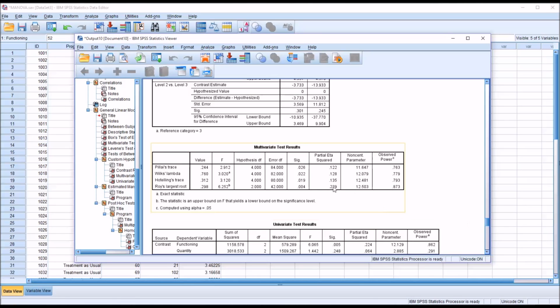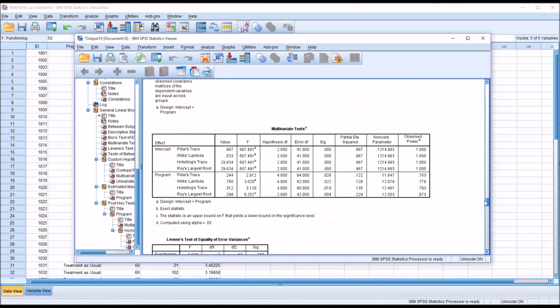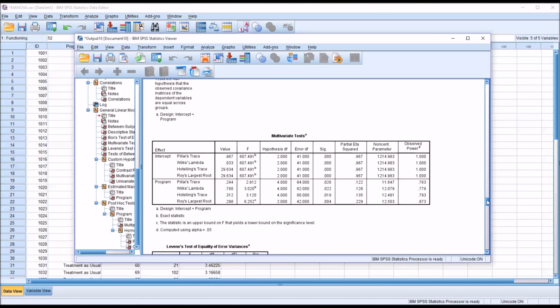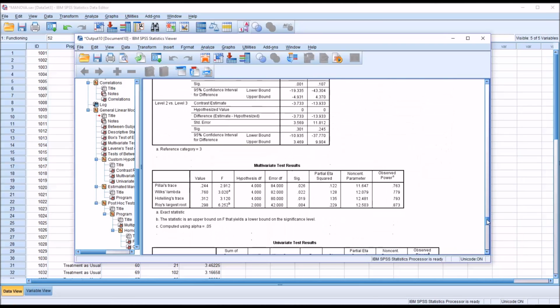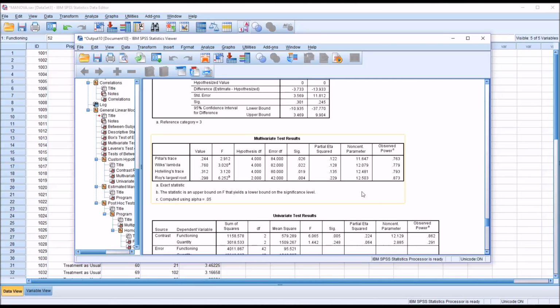I will point out, which I didn't note before, the partial eta squared. So if you move up, you see here it's 0.122. And you can see it was the same here. Right? That indicates that 12.2% of the variance in the dependent variables can be explained by, in this case, the treatment. The independent variable, in this case, is the treatment.